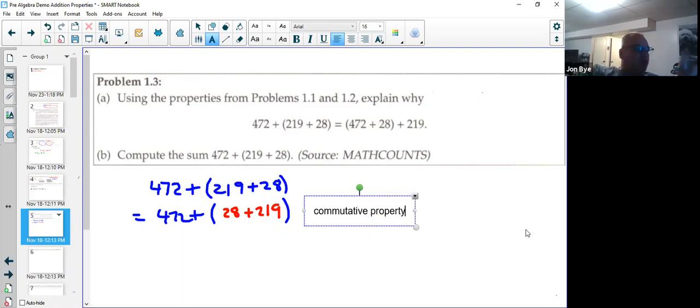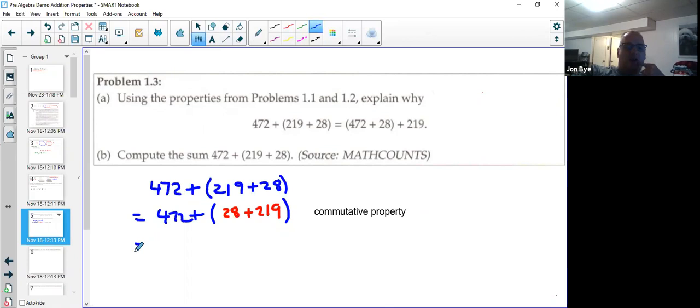Commutative property says you can add things in the opposite order. So 28 plus 219, we can flip that: 219 plus 28. Then we can do one more line here and say, okay, now I'm going to associate. I'm going to change the association. I know I can group them any way I want.